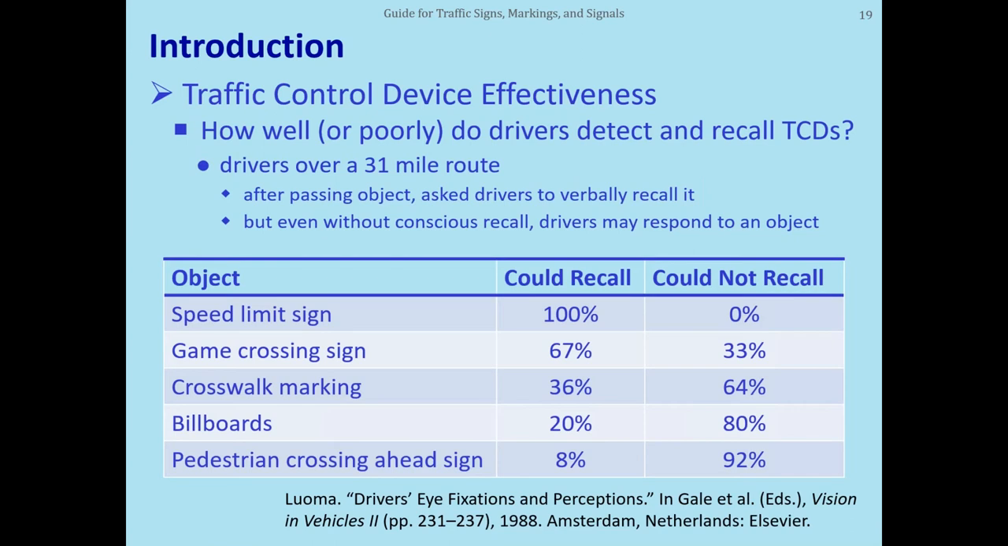Someone did a study to attempt to measure just how well did drivers recognize and recall the traffic control devices or other roadside messages they had passed. You see from this table that the results aren't totally encouraging. While there was 100% recall for speed limits, as you go through the other devices or messages, rather disappointing percent of drivers could actually tell you what they had just passed.